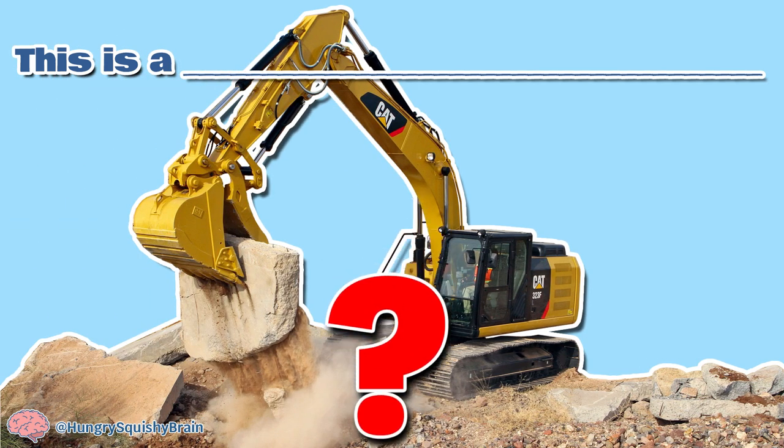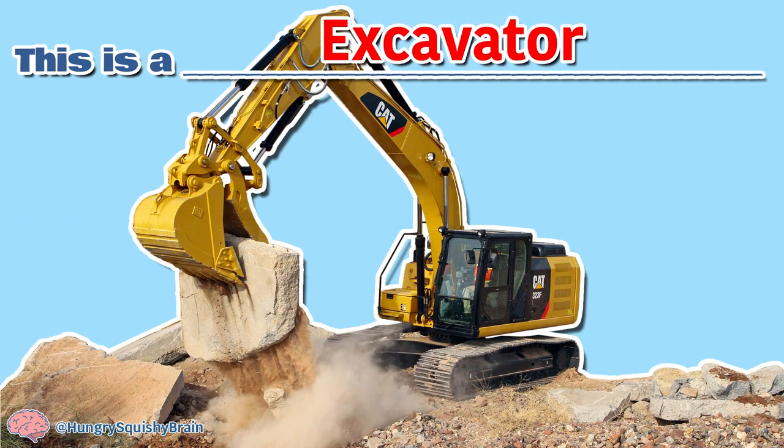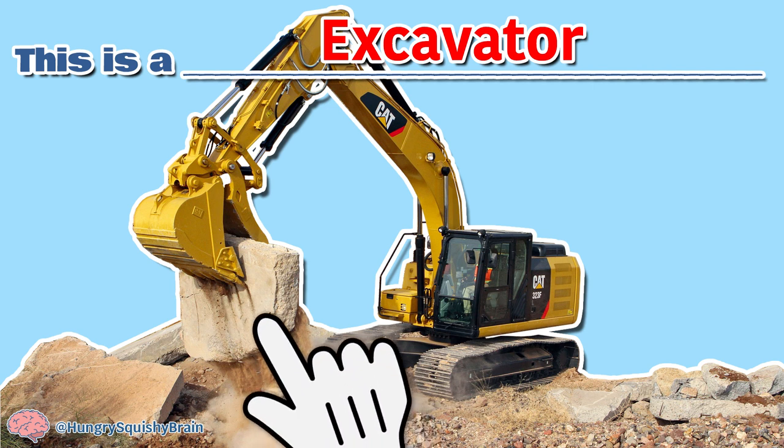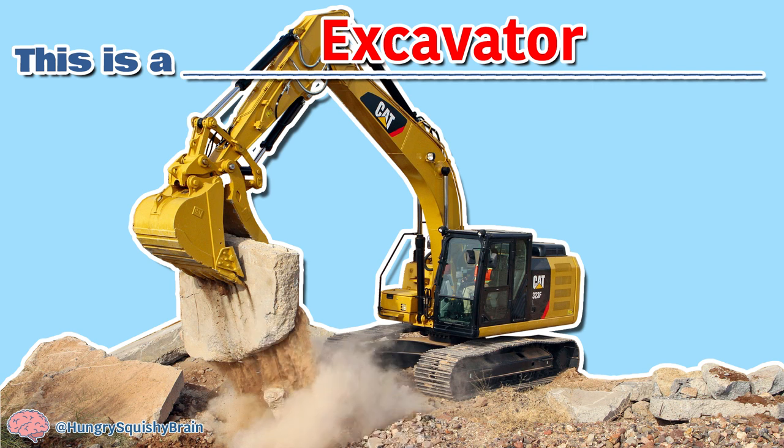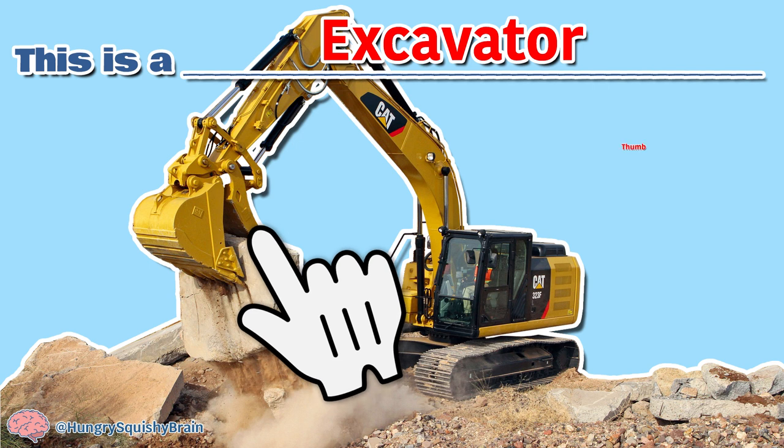What is this? This is an excavator. And it's grabbing a hold of a giant slab of concrete. It can do this because there is an attachment here, called a thumb, which allows the bucket to grab a hold of large objects.